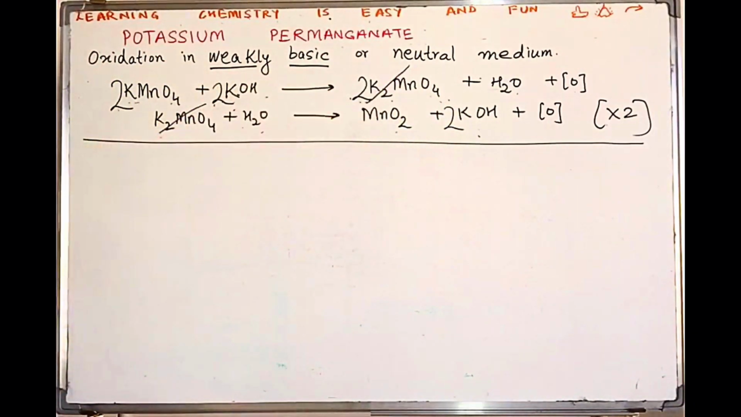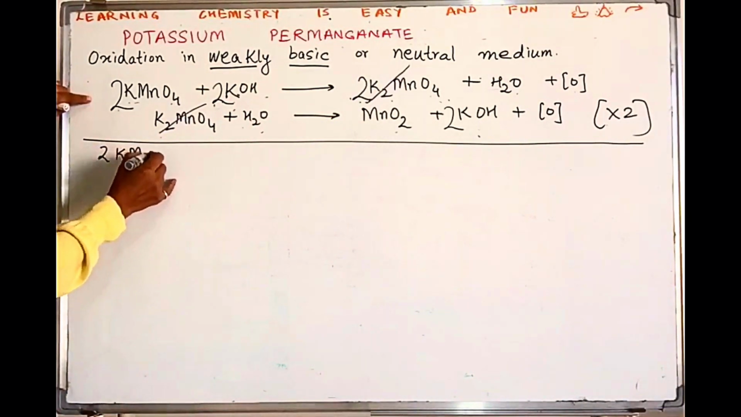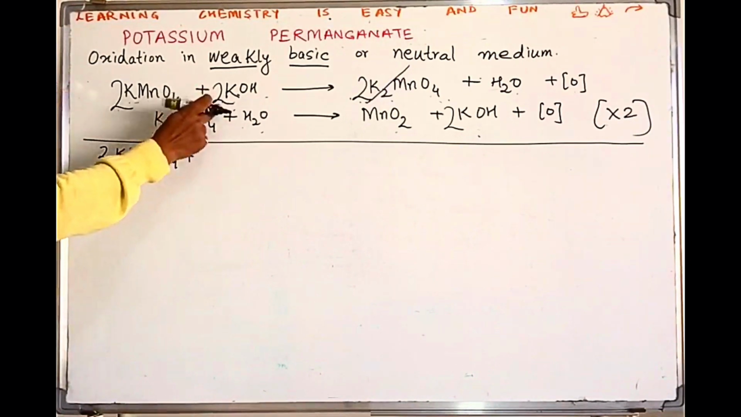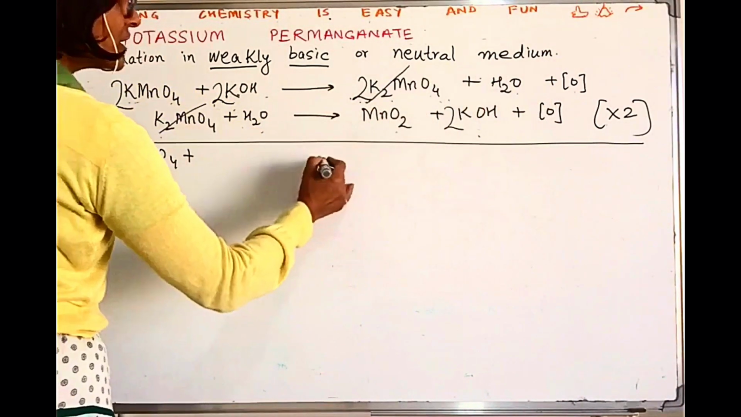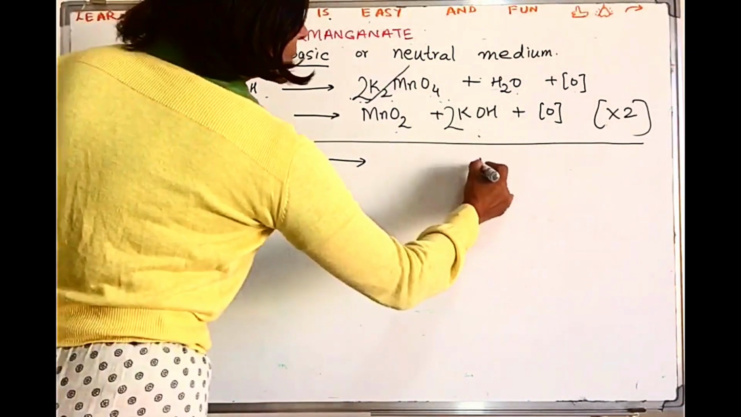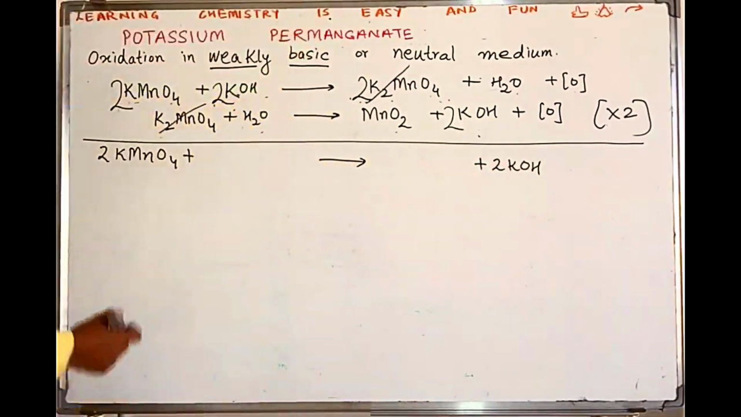So let's start adding them up in order to remove the confusion. So we've got 2 KMnO4 plus 2 KOH being used over here, 2 times 2, 4 KOH being generated. So end result is my KOH will be product or reactant? Very good. It will be product. So 2 KOH will be the product.